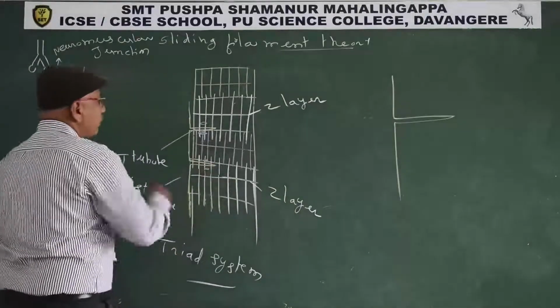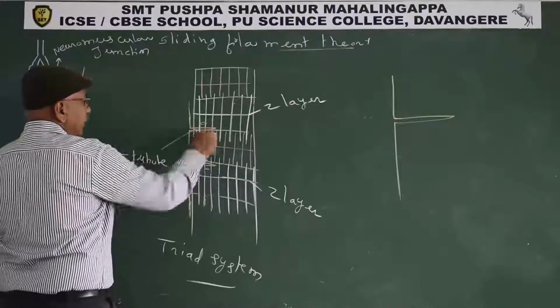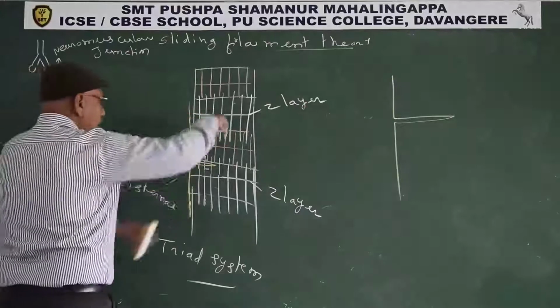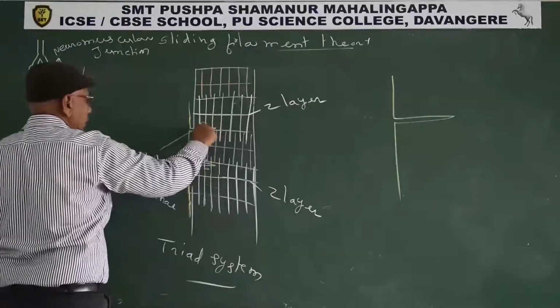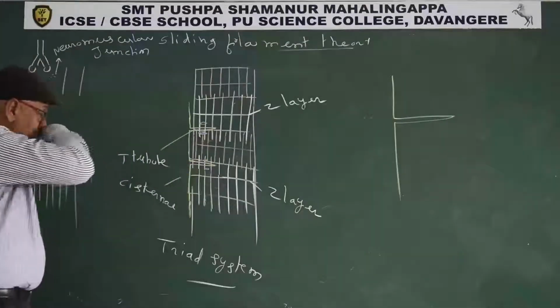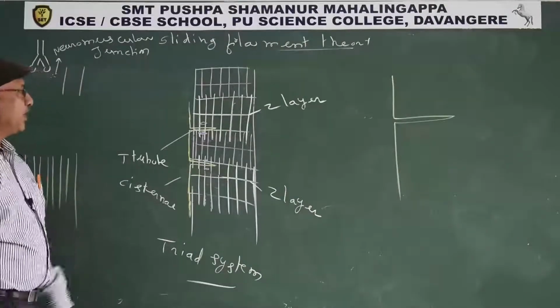In mammals, the triad system is present between the I bands and A bands. So in a sarcomere, at the I band and A band junction is one triad system, and at the A band and I band junction is another triad system. So in mammals, triad systems are present between the I band and A band.